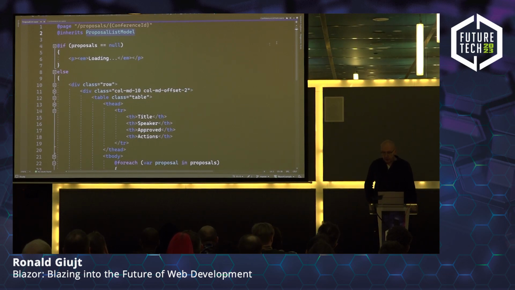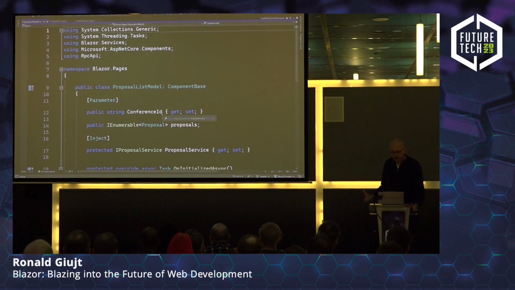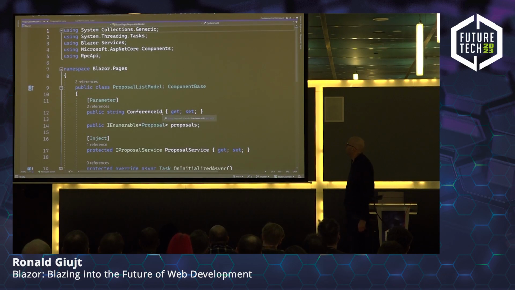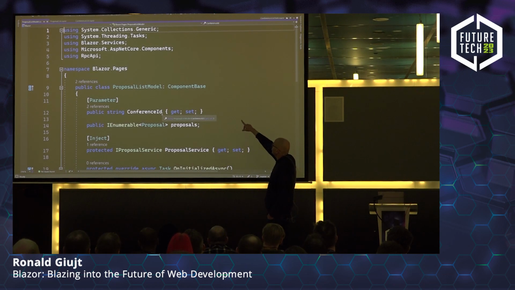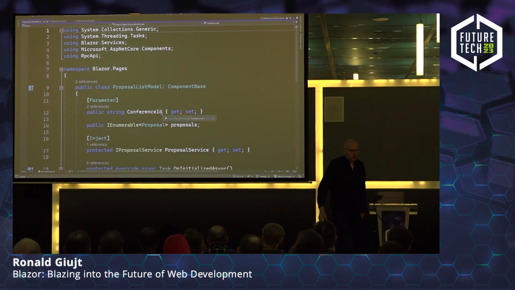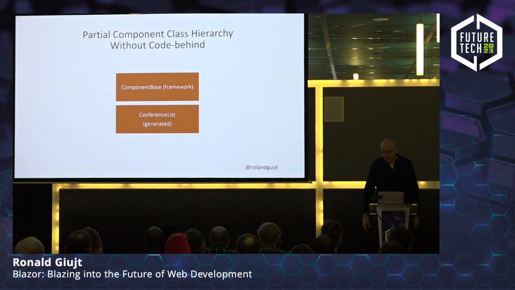So we can create another class, and instead of having Razor, it can contain just the code here. So we have the parameter here, we have the enumerable list of proposals, etc. And you can see this derives from ComponentBase. So that is not an option. Eventually, you have to derive from ComponentBase. So it basically works like this.